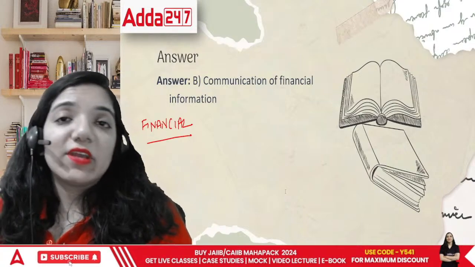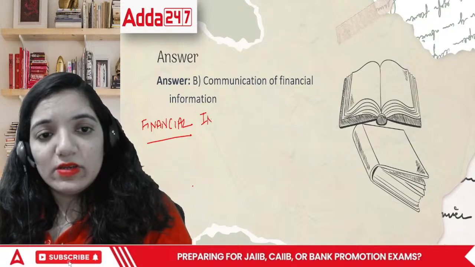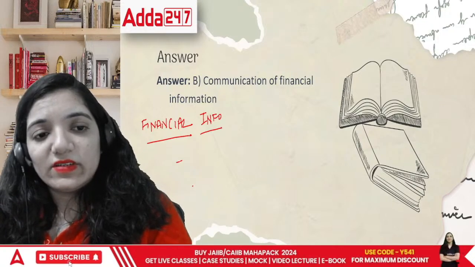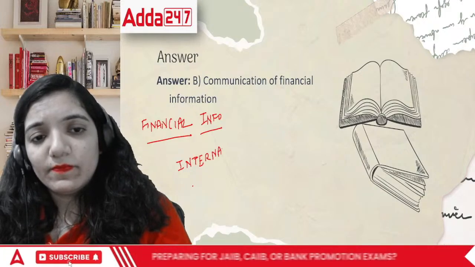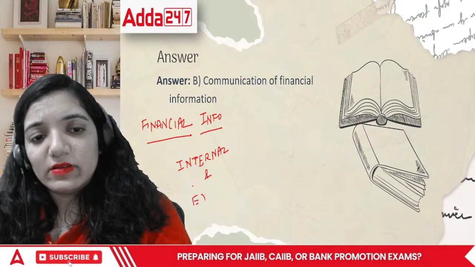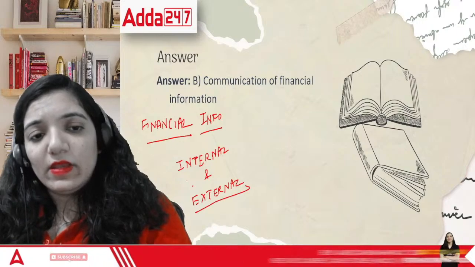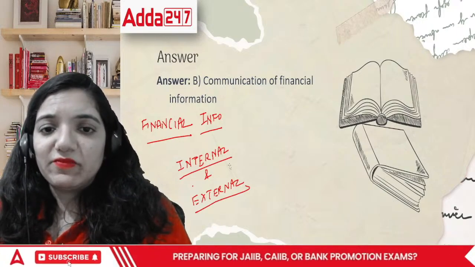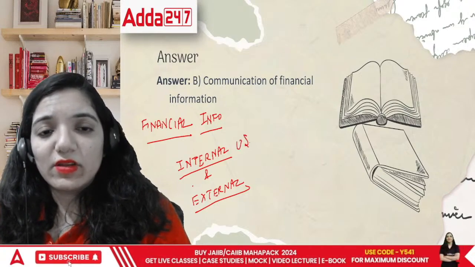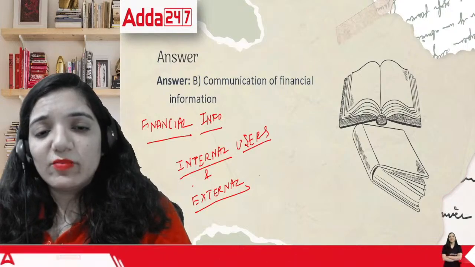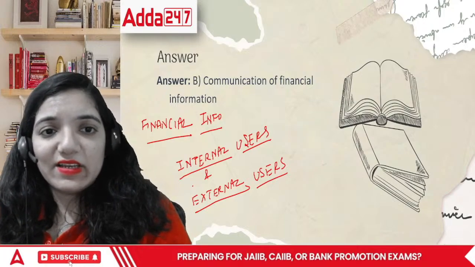Acha, who do we communicate to, everyone? Do you know? There are two kinds of users of financial information: internal and external. How do we specify the internal and external users? The internal users are the people who are sitting in the organization. The external users are the people who are not a part of this organization, but they are always interested in knowing what is exactly happening in this business.